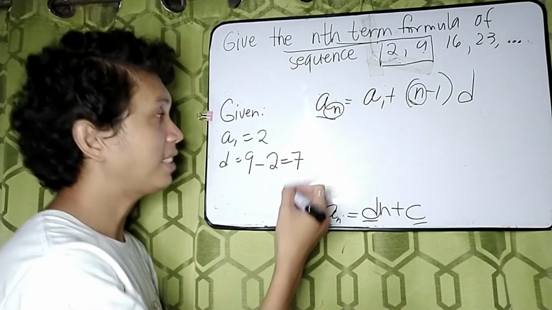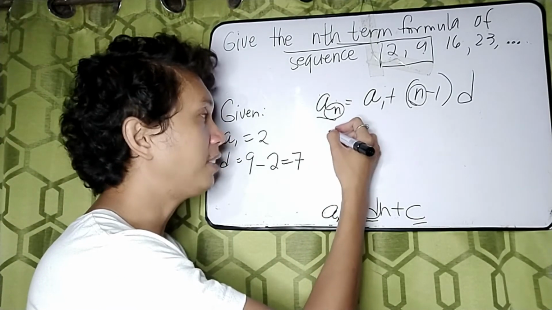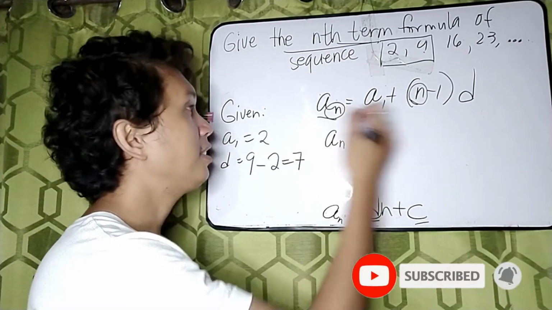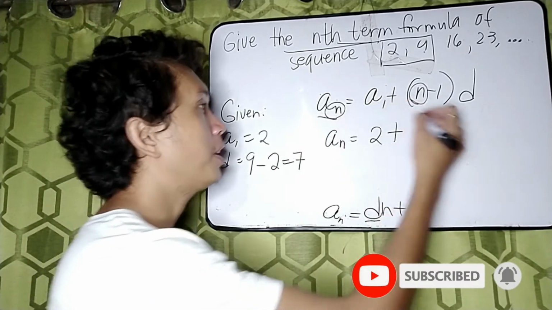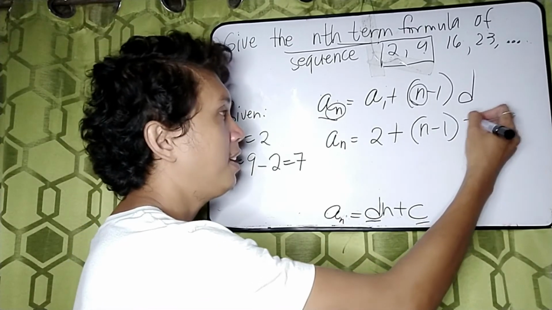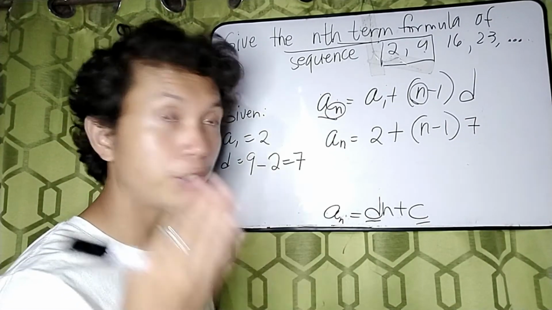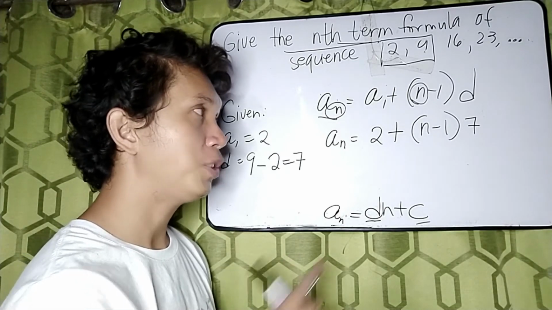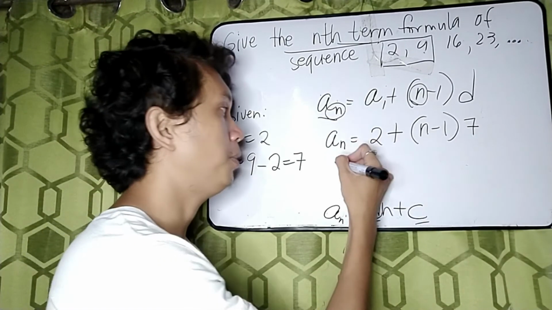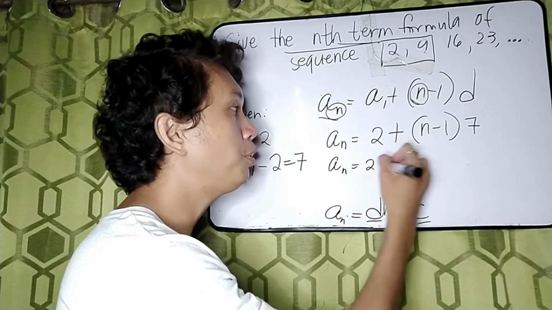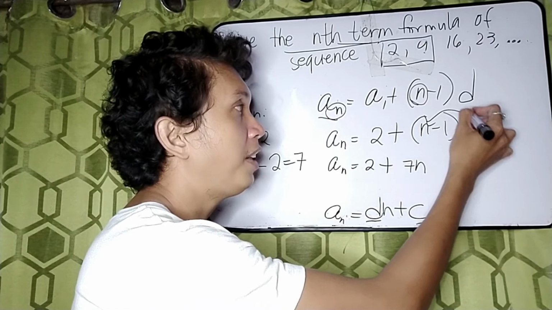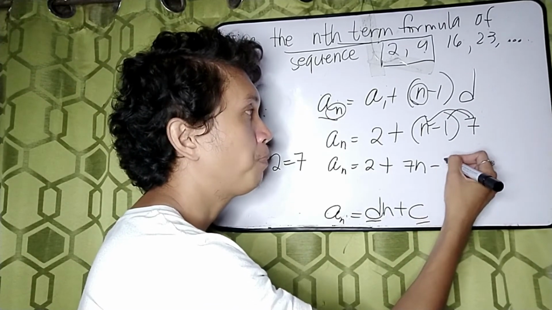Okay, so now let's substitute. Let us copy those items or letters which are not affected. So a sub n equals a sub 1, which is 2, plus our quantity n minus 1 times the common difference, that is 7. The next thing to do, following PEMDAS, since we cannot execute n minus 1, is to go to multiplication. So let's copy a sub n equals 2 plus 7 times n, that is 7n, and 7 times negative 1, that is negative 7.